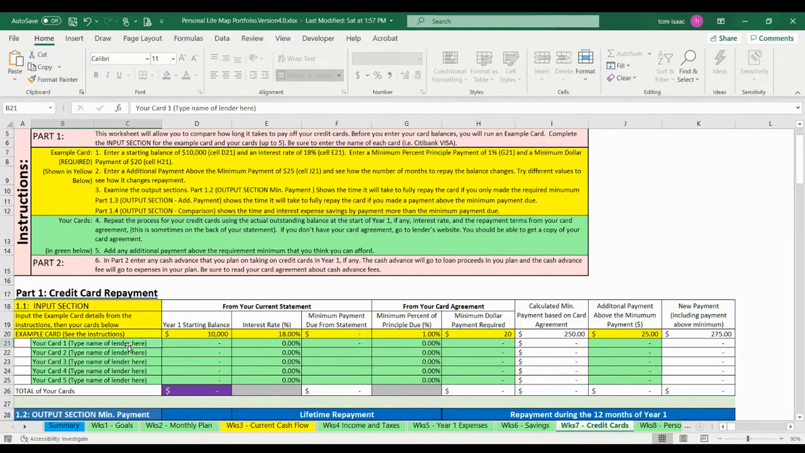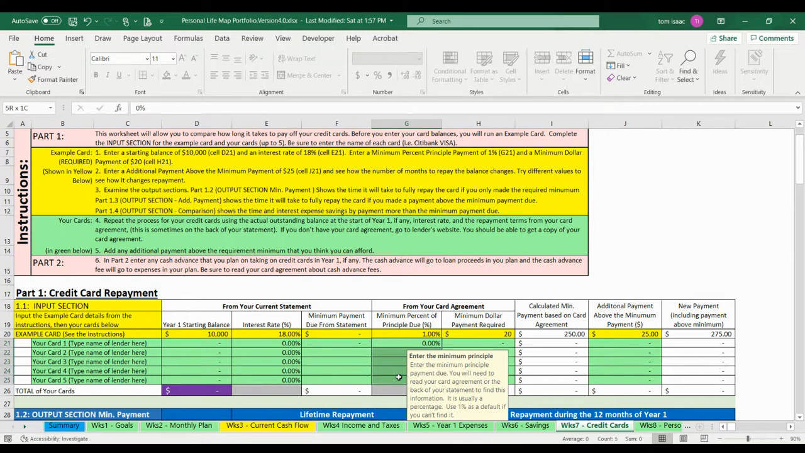So these credit cards could be store cards, they could be Visa, MasterCard, American Express, Discover Card, whatever it is you have. And you're going to put your estimated balance in here at the start of year one. Now, the next part becomes tricky. You're going to need to enter the interest rate and the minimum percent of principal payment due and the minimum dollar payment required for each one of those cards.